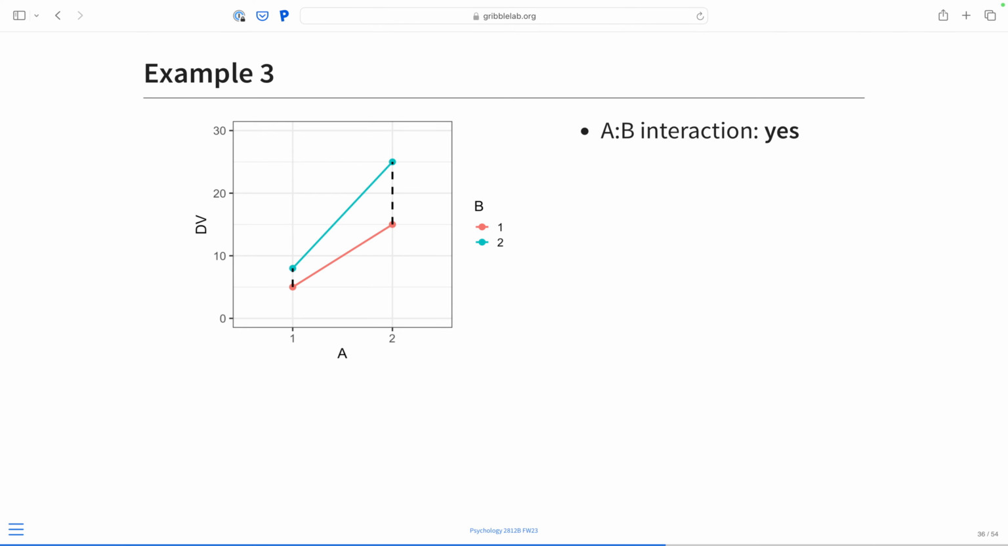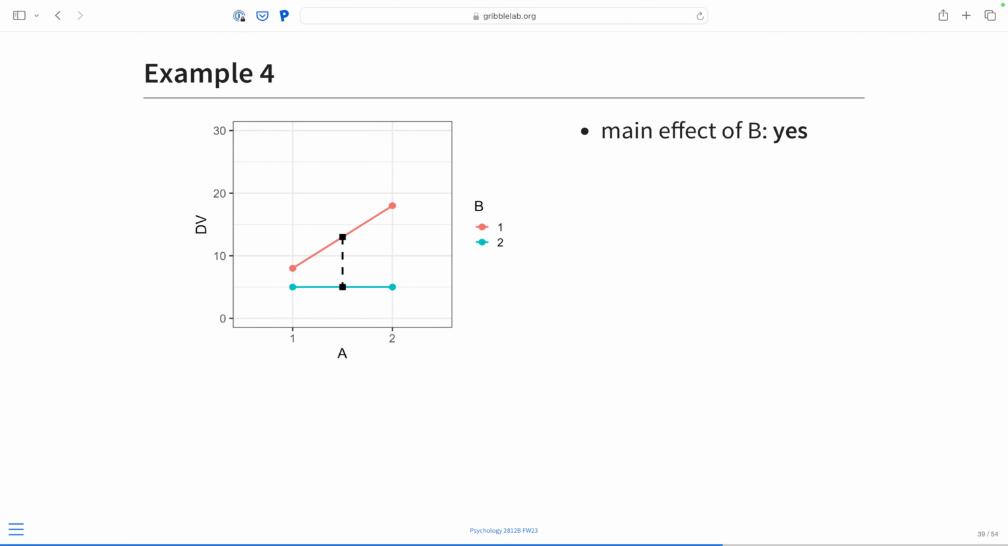Is there an interaction effect? Probably there is. And that's because the difference between B1 and B2 in A1 is different than the difference between B1 and B2 in A2. So this difference, B1 versus B2 within A1, that difference is different than that difference. So we have a difference of differences. Same thing here. Probably there is a main effect of A.